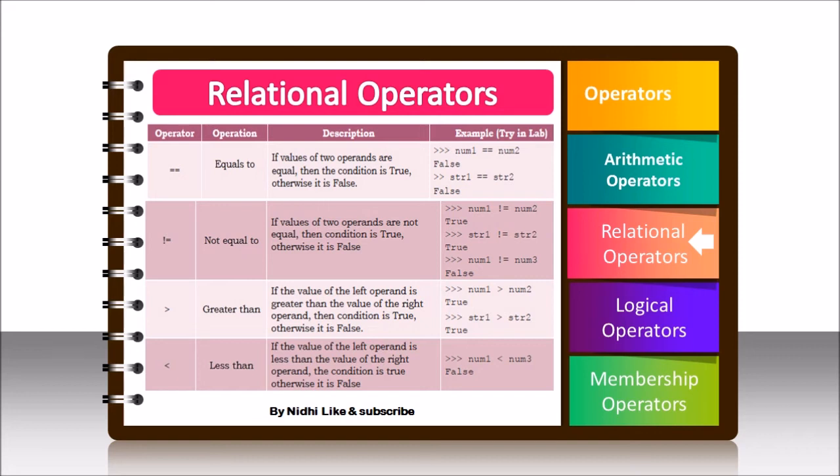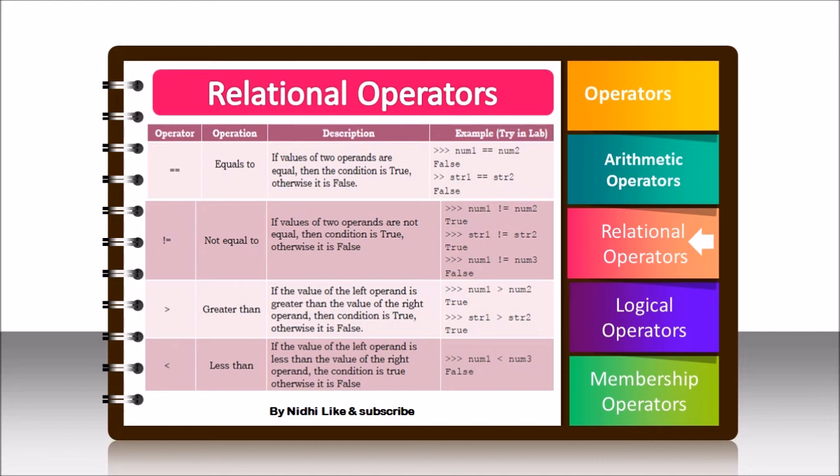The second symbol given here is not equal to, that is an exclamation mark followed by equal to. If two values are not equal, then the condition is true, otherwise it is false. So num1 is not equal to num2, that is 5 and 6 are not equal, so it returns true. String 1 is not equal to string 2 is also true because in string 1 we have hello and in string 2 we have India, so both are not equal. Okay, so this is the not equal to operator.